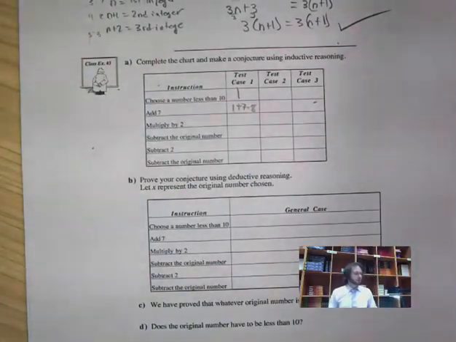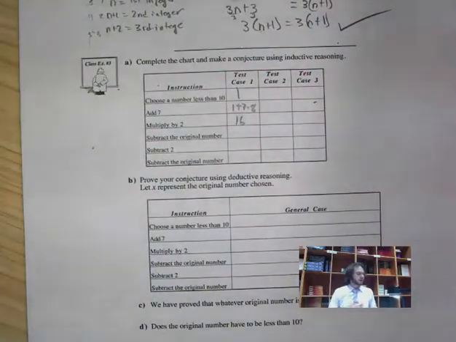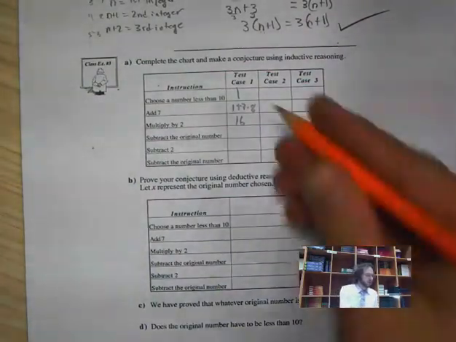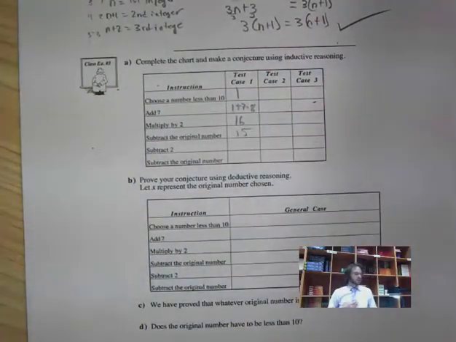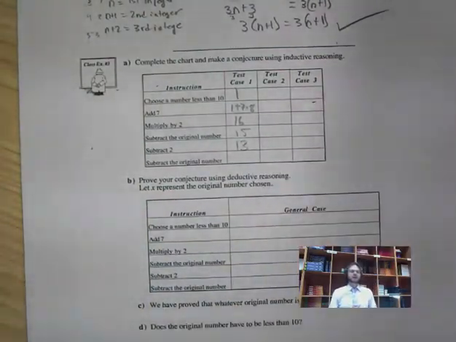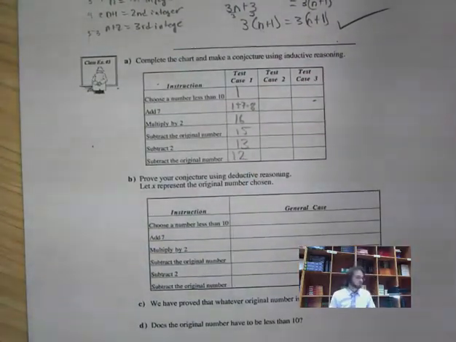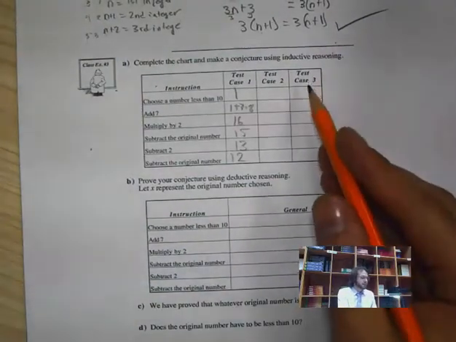Next we're going to multiply by 2. It's going to be 16. Next, we subtract the original number, which gives me 15. Next, I'm going to subtract 2, which gives me 13. Then it says subtract the original number again, which gives me 12. So it's 12.